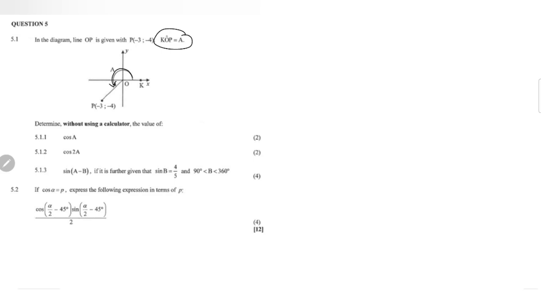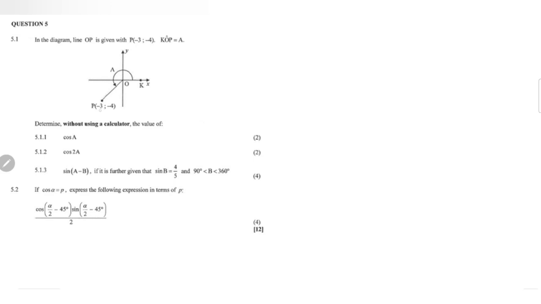Sometimes we have to find that angle. I think that's 5.1.3, that kind of question. Now, what else is given on the diagram? We can see that the x value is -3, isn't it? So in this question, you are finding the trigonometric ratio in the Cartesian plane.